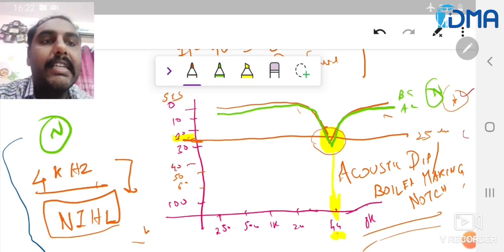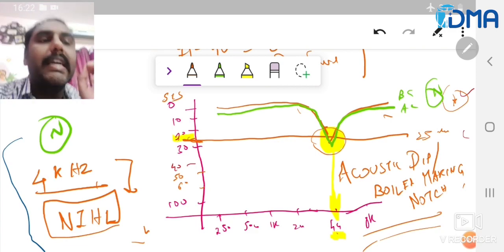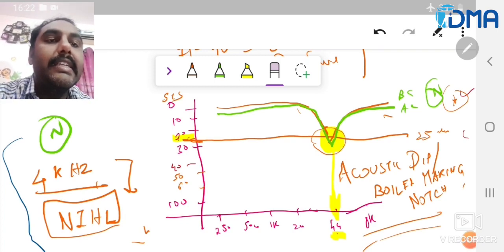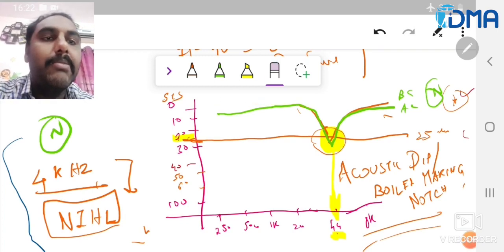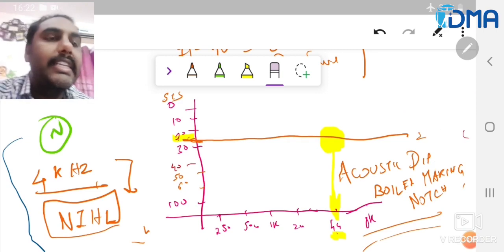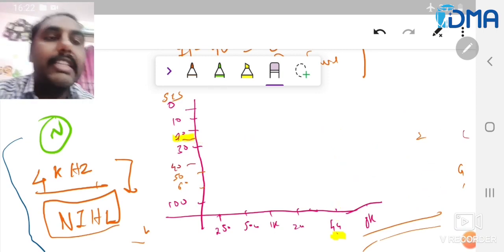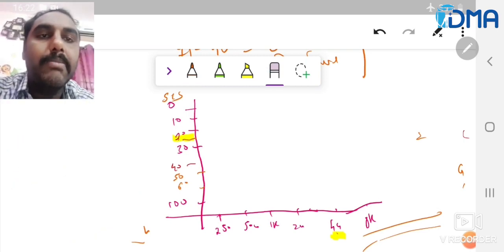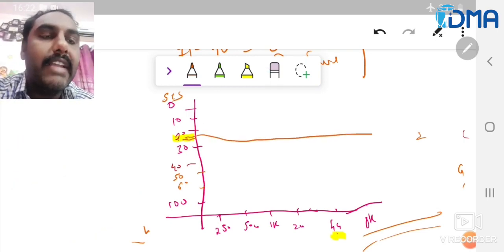That indicates a noise induced hearing loss. A very important image based MCQ also. That is for labourers law also, it is very important. That condition is called acoustic dip or boiler maker's notch. Okay, so coming on to the next one, important slides before going to the questions I will ask you.